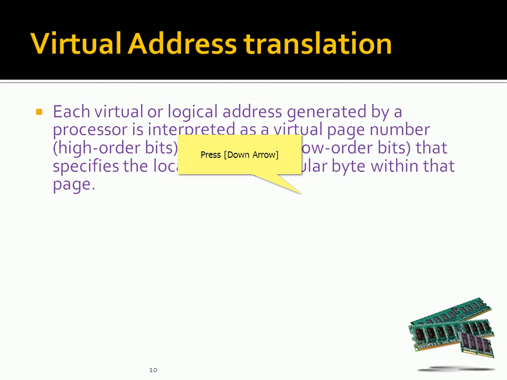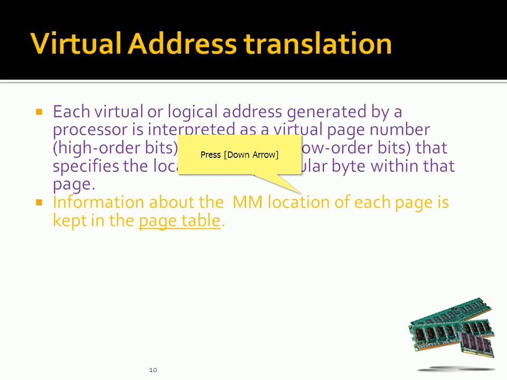So the program will be split into pages. Pages will consist of sets of blocks of words, right? Those blocks and words we can identify by this logical address. That virtual logical address will have two components. The higher bits will be the virtual page number, and the lower bits of that logical address will be the offset, which helps us to identify the byte within the page.